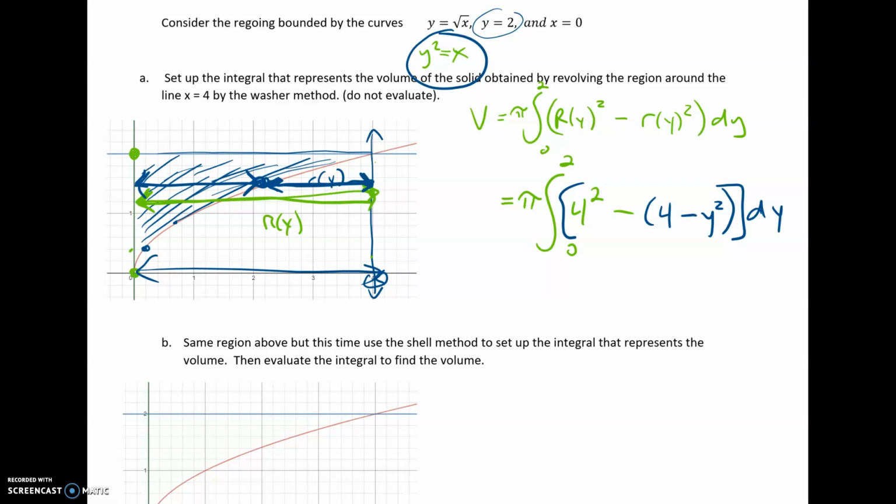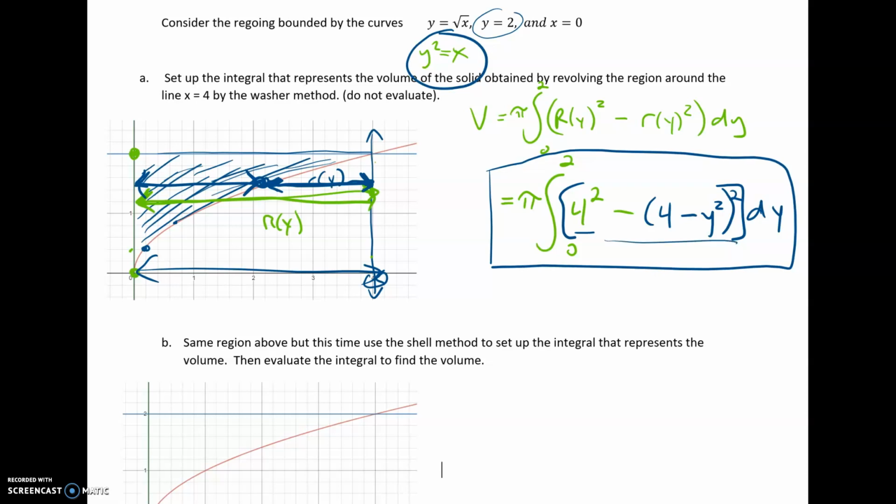We could do a little bit better than that. That's of course 16. I am missing my squared right here, so I could FOIL that out. 4 minus y squared, squared, would be 16 minus 8y squared plus y to the 4. Then we could write that as one nice polynomial to integrate. But I'm just asking you to set it up, and we could do the integration to find the volume. Right now we're just working on the setup. You could simplify that a bit, but either case would be fine.